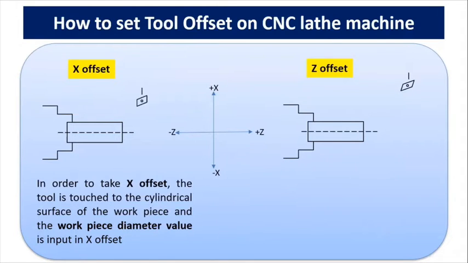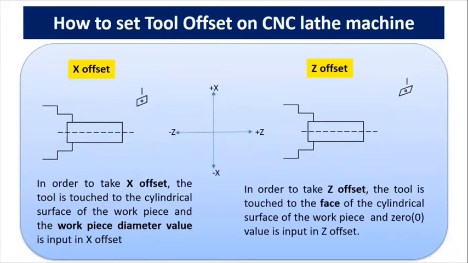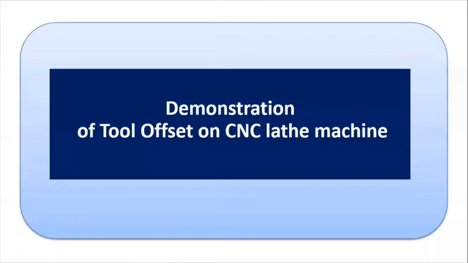Then next is the z offset. In order to take the z offset, the tool is touched to the face of the cylindrical surface of the workpiece, and the zero value is input in the z offset. So take it that in the z offset, always when the tool touches the face of the component, then you have to put the value 0, that means Z 0.00. Now we'll go to the demonstration.